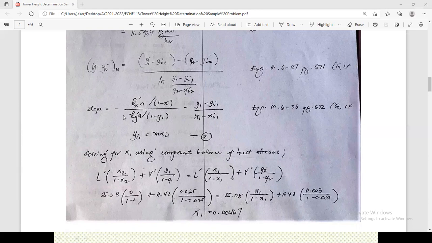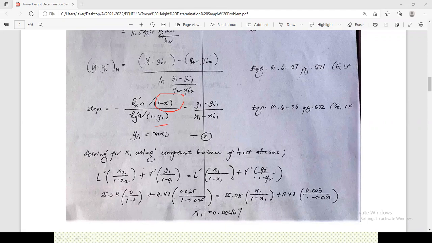However, class, you could see here, even if this is the simplified formula for the dilute solutions for the slope, we need the x1. We don't have that. We only have y1 and y2. So one way of getting x1 is using the component balance wherein we're utilizing the inert stream.